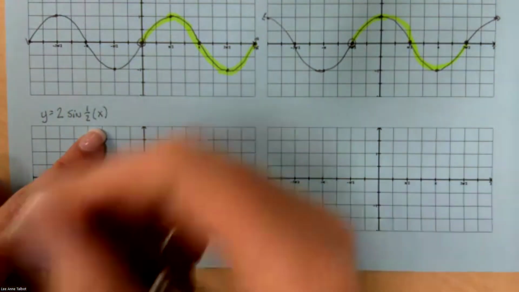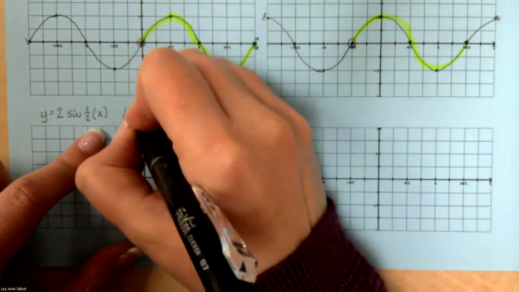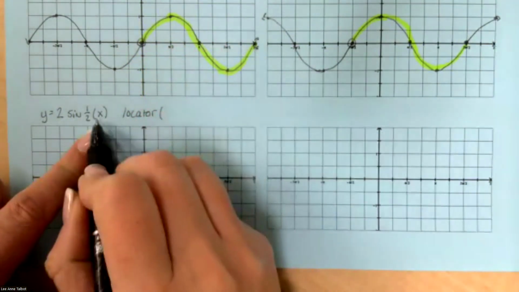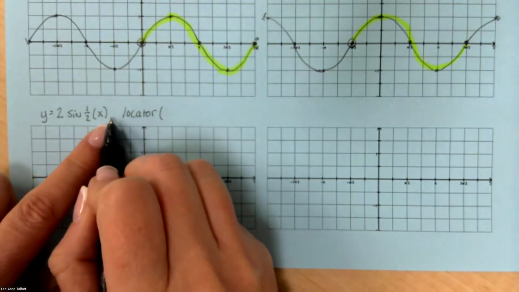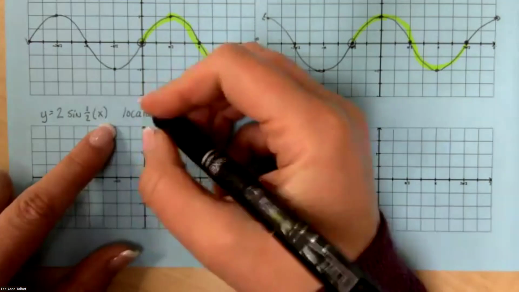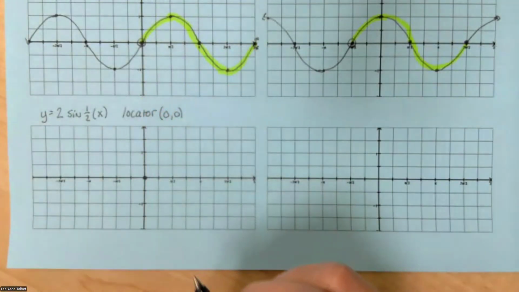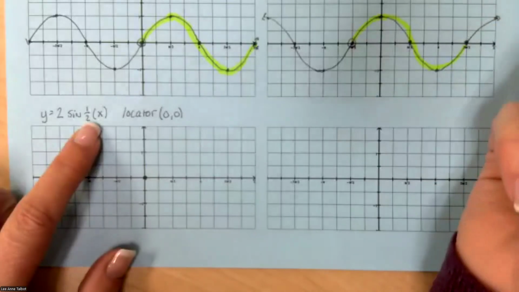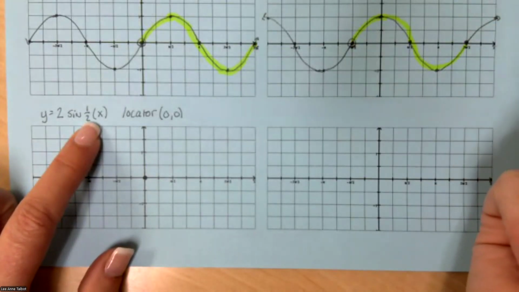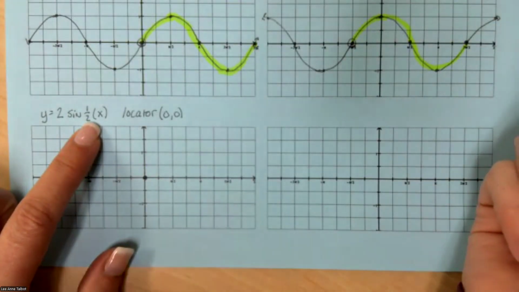Okay, so let's start with our locator. There's nothing in the parentheses and nothing after the parentheses. So my locator is 0, 0. That's totally fine. The period in this one, though, is not 2 pi.